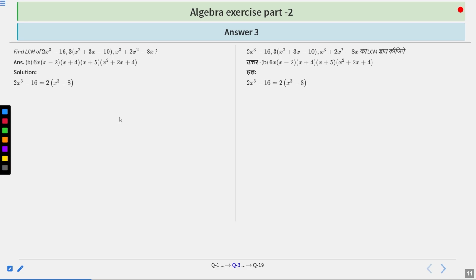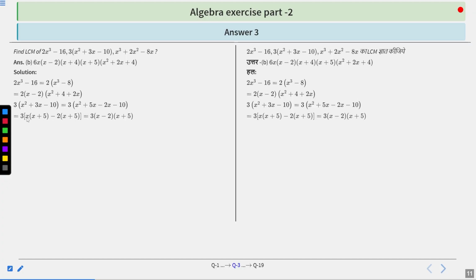Now, first was 2x³ - 16. It can be written as taking 2 common, x³ - 8. Then x³ - 8 can be written as x - 2 into x² + 2x + 4. Second one was thrice of x² + 3x - 10. That can be written as thrice of, doing the factorization of this quadratic equation, x² + 5x - 2x - 10. That is thrice of x into x + 5 - 2 into x + 5. So the factors are 3 into x - 2, x + 5.